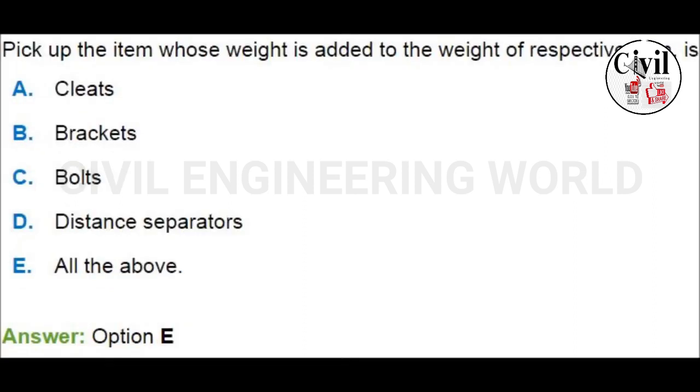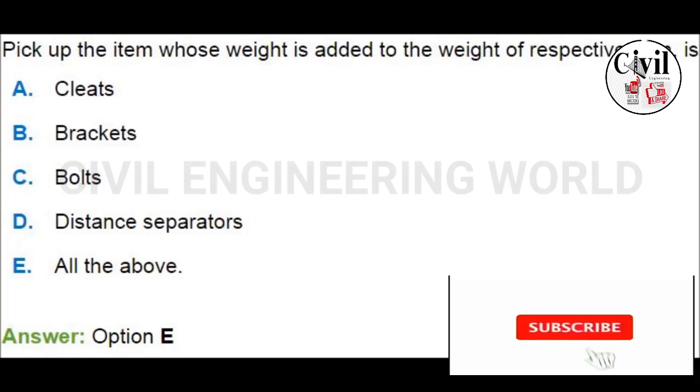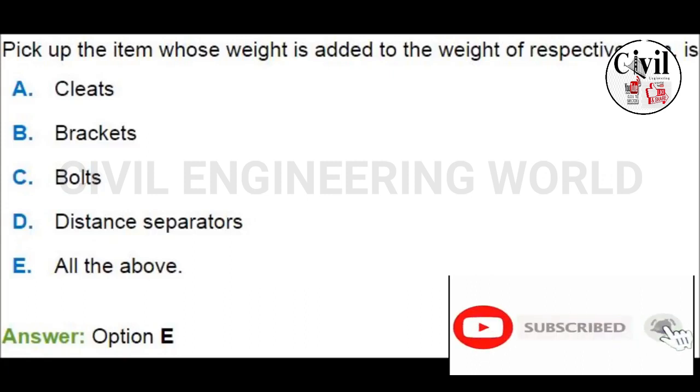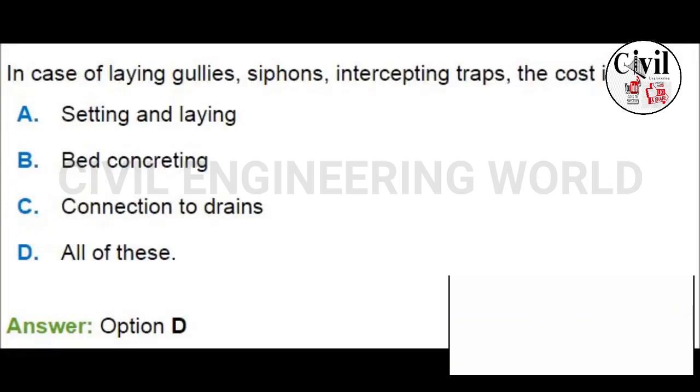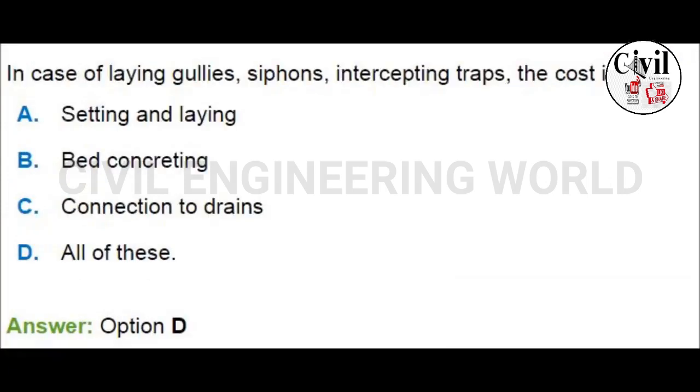Pick up the item whose weight is added to the weight of respective item is called: cleats, brackets, bolts, distance separators. D is the correct answer. Okay, so let's move to our next one. In case of laying gullies, siphons, intercepting traps, the cost includes setting and laying, bed concreting, connections. All of these. So all of these is the correct answer.